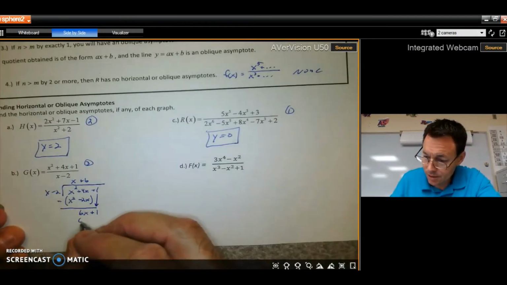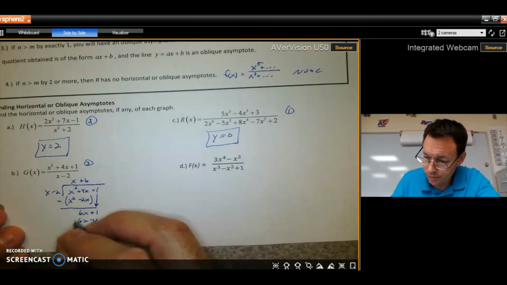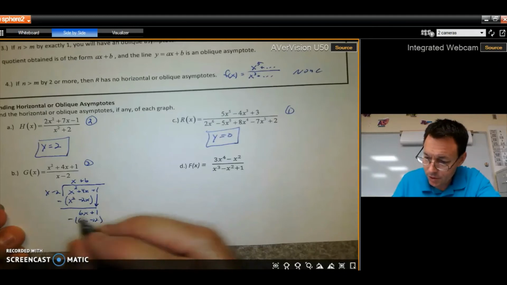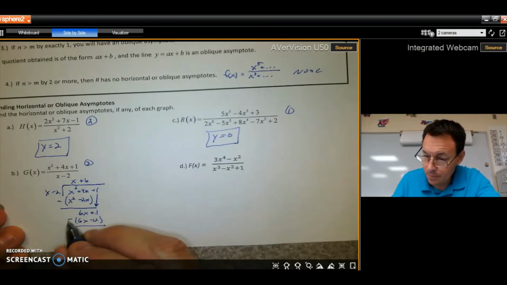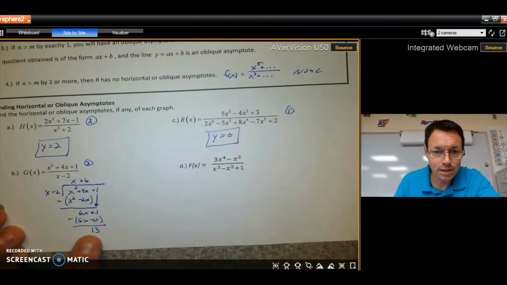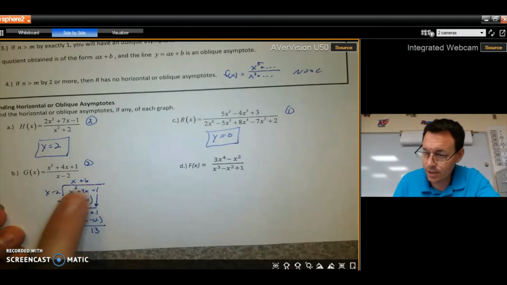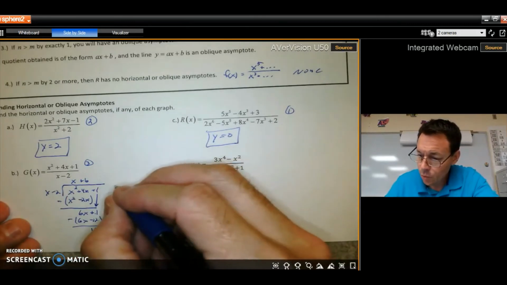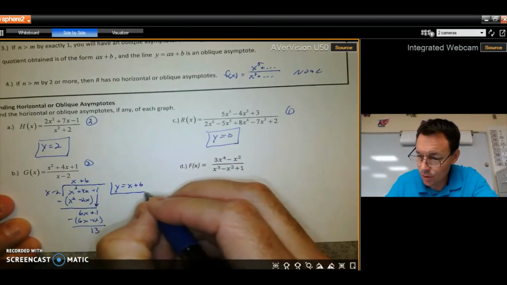6 times x is 6x. 6 times negative 2 would be negative 12. You would subtract these from each other. These are going to cancel. 1 minus negative 12 is plus 12, so that's a 13. But actually, this is unimportant. As soon as I got this answer, that 6 right there, I was actually done. Y equals x plus 6 is the horizontal asymptote.